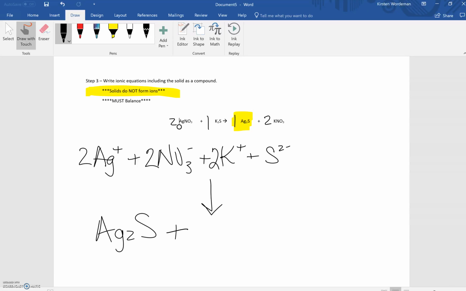It's going to be added to your potassium nitrate. Now remember, you're going to break those apart, and your coefficient says that you have 2 potassiums, which are still a positive 1 charge, and 2 NO3 minuses. Again, the charge hasn't changed, but how many of them is a little bit different. Once you get all of this done, you want to make sure it is still balanced. So if you were to count on each side, you still have your 2 silvers, your 2 nitrates, 2 potassiums, and 1 sulfur.